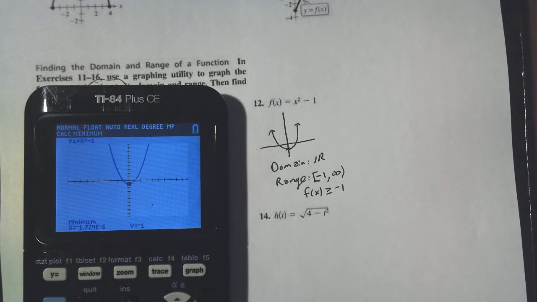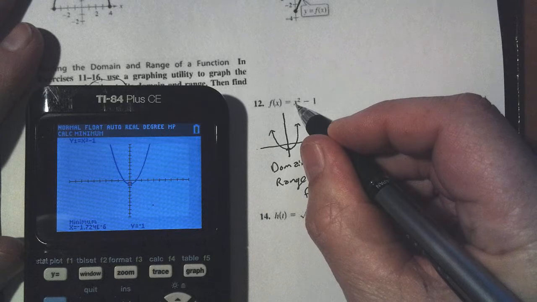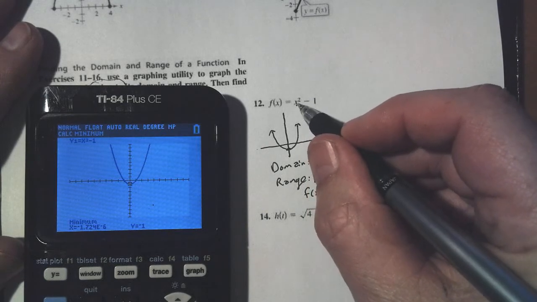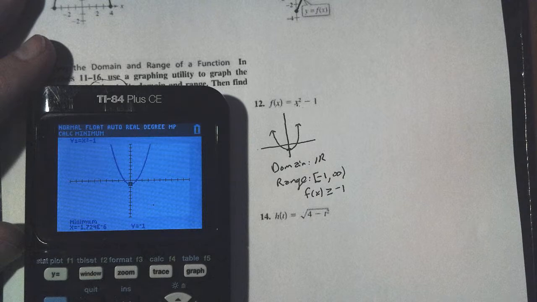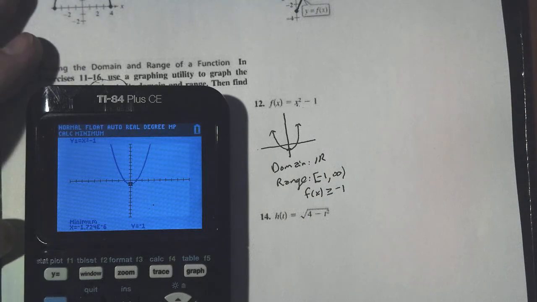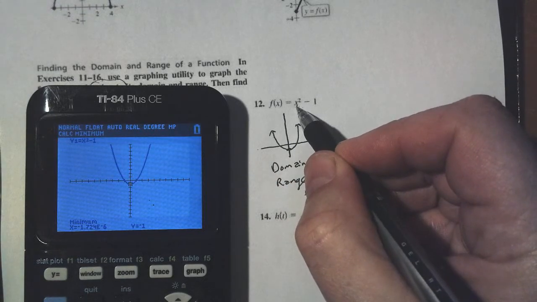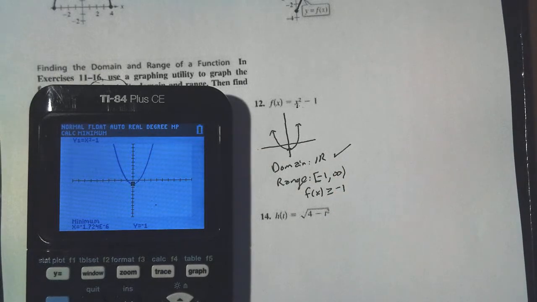Now, the algebraic process for this one's pretty straightforward, but we ask ourselves, can I square any number? So for domain, can I square any number I want? Yeah, I can square positives, I can square negatives, I can square 0. Can I subtract 1 from any number? Yeah, you give me a number, and I can subtract 1 from it. So that means there are no bad values for x. So that just verifies that this is our domain.